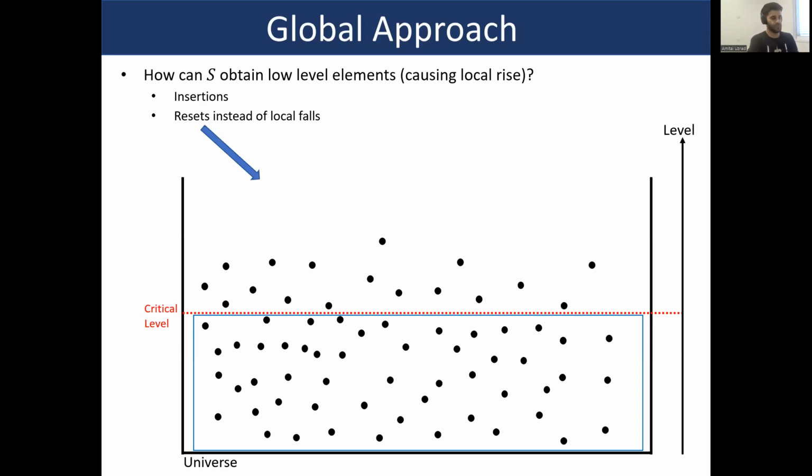So let's look at this reset. Let's say that we have S, a set, and we have an element that was at a level higher than J, and now is at a level lower than J. It dropped due to a reset.